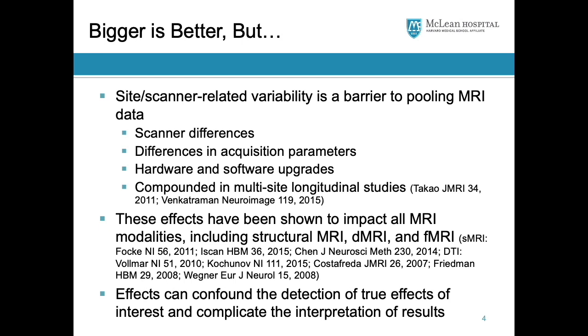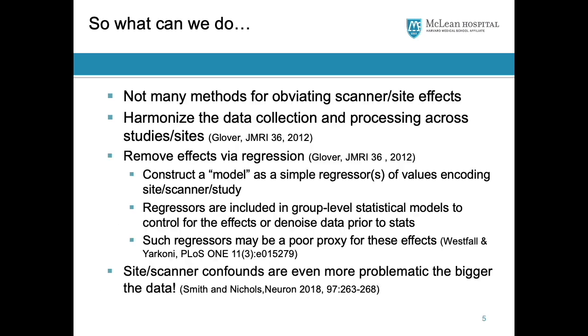These effects are compounded in multi-site longitudinal studies in which you have between-scanner variability, due to different scanners, and within-scanner variability that may be related to hardware and software upgrades. These effects have been shown to impact all MRI modalities and can confound the detection of true effects of interest and complicate the interpretation of results.